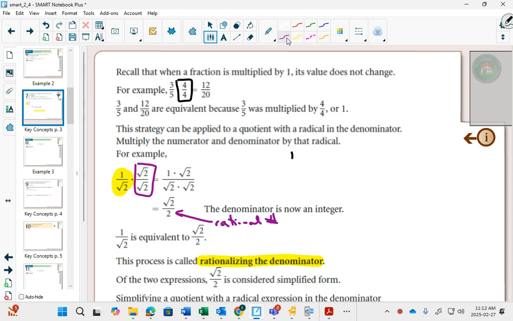There's going to be 2 different situations where we have square roots on the bottom. One situation will look like this: you have a single square root on the bottom. What could you possibly multiply by to get rid of the square root of 7?